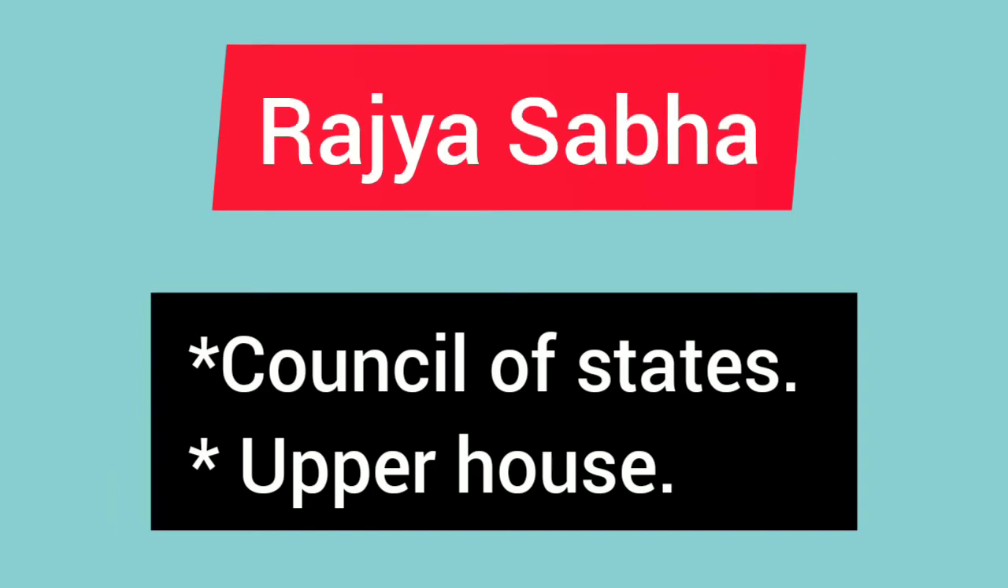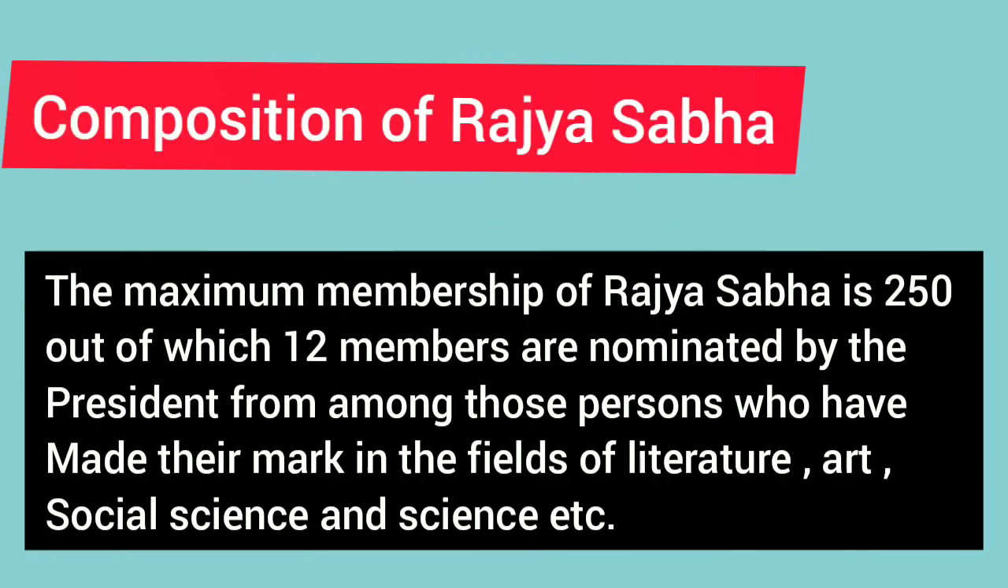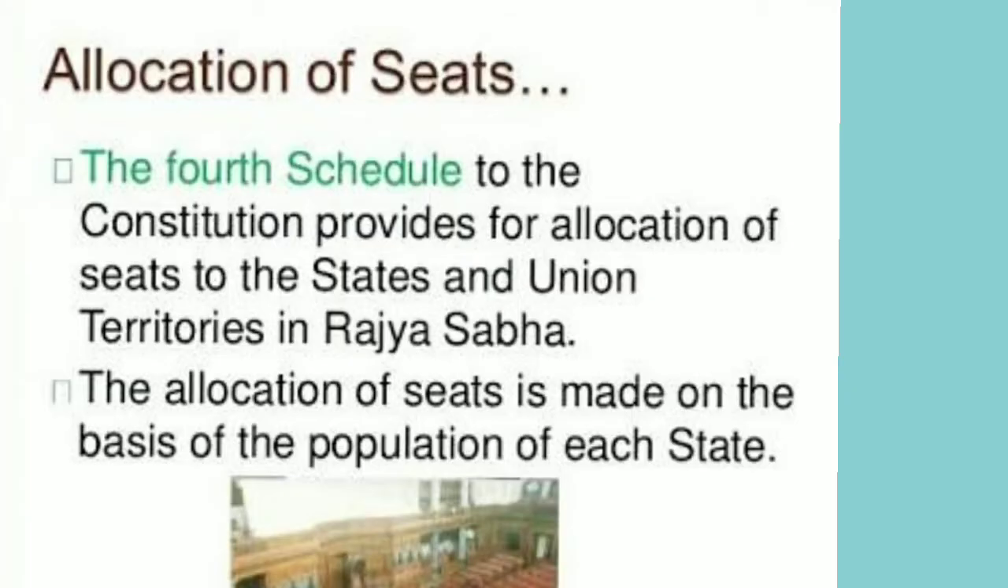Beta, the Council of States or the Rajya Sabha is the upper house of the parliament and there can be a maximum of 250 members in the Rajya Sabha, out of which 238 members represent the states and the union territories. Beta, members of the state legislative assembly elect members of the Rajya Sabha. So it is an indirectly elected body. Beta, representation in Rajya Sabha is based according to the population.